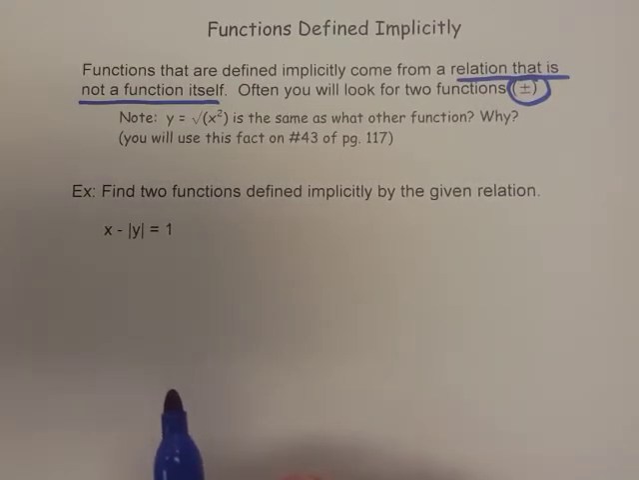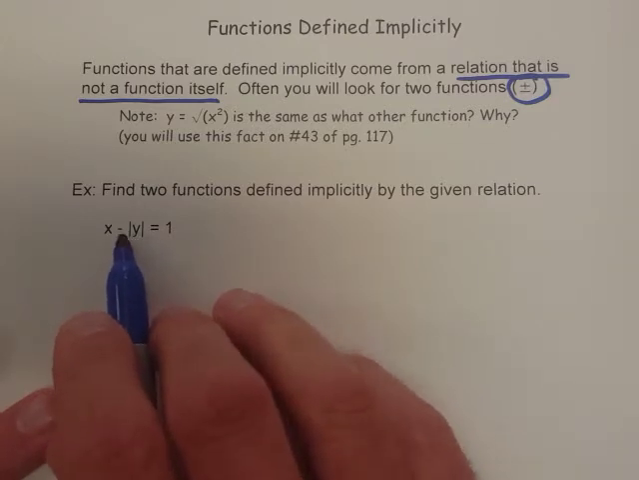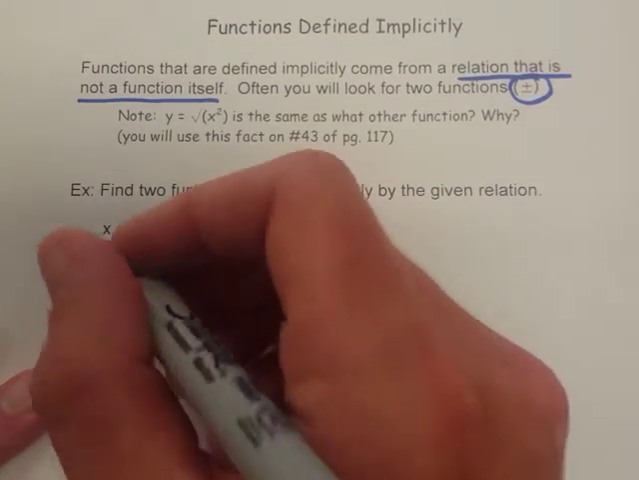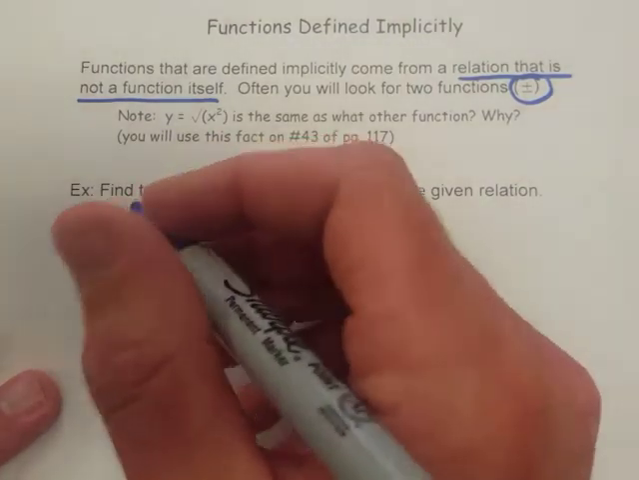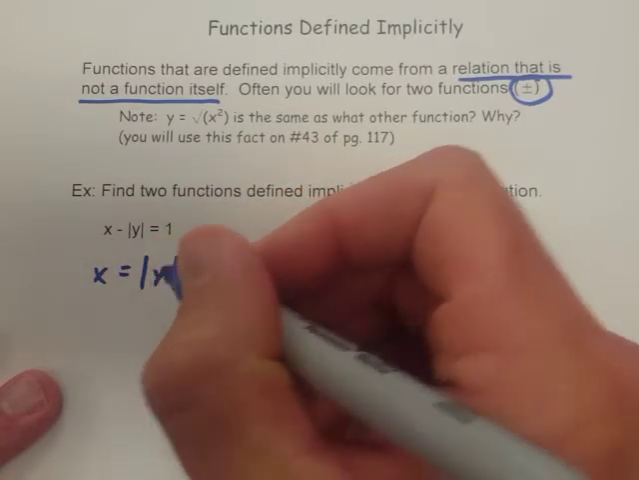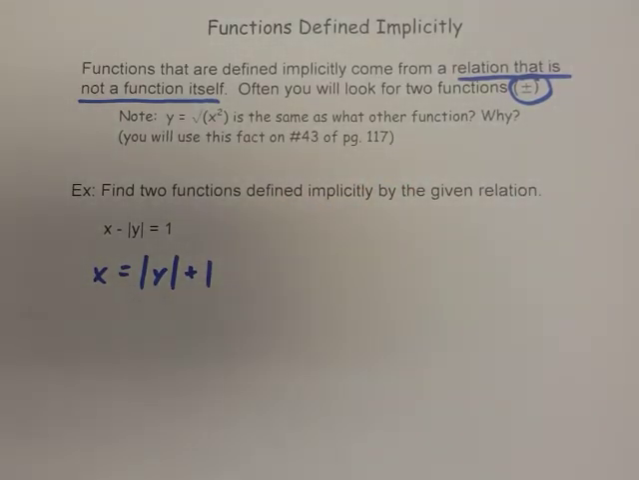Something you want to do for almost every case is to solve for y. So I would start by trying to get this absolute value of y by itself. I could add that absolute value of y to both sides, making this x equals the absolute value of y plus 1. It looks kind of weird right now. There's not a whole lot that we're able to do with this.